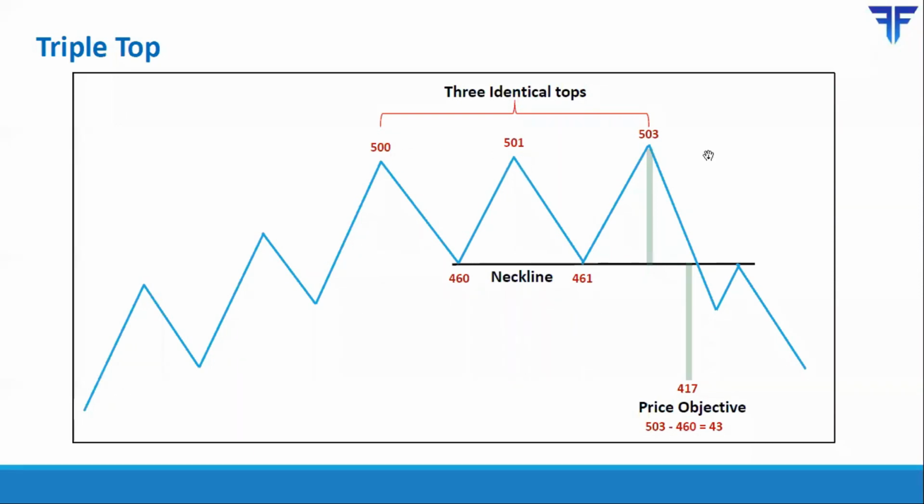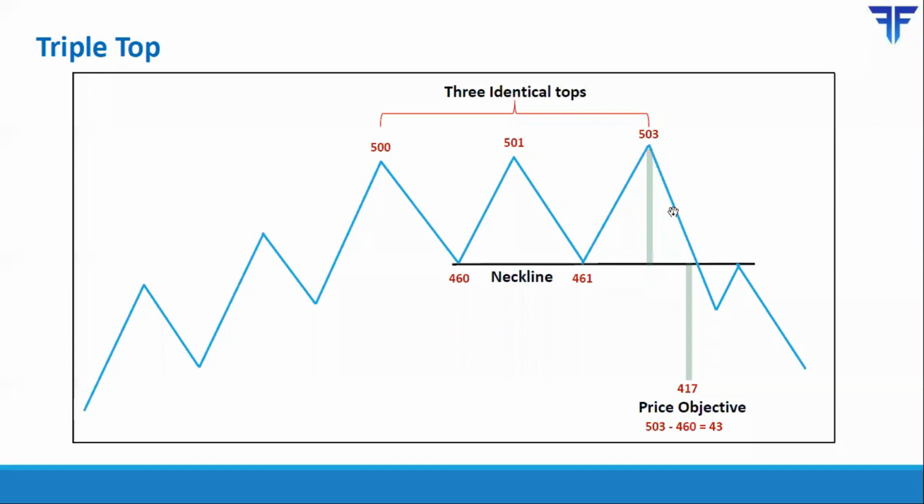You have three tops that are occurring at more or less the same level, and those three tops are separated by two intervening lows. The important thing is that those intervening lows should also be at roughly the same level. Exactly is not necessary, but it should be at identical levels. So again, I've randomly expressed numbers over here. The first top is occurring at 500, the second top is occurring at 501, and the third top is occurring at 503. The first intervening low is occurring at 460 and the second is at 461.